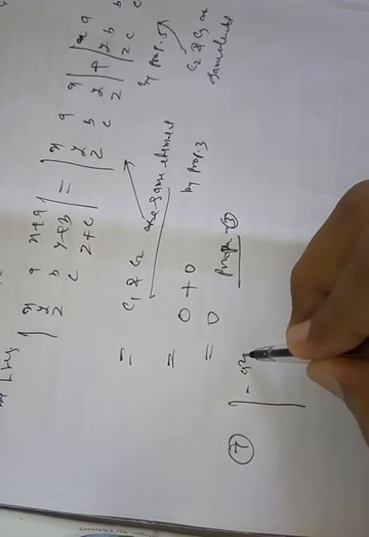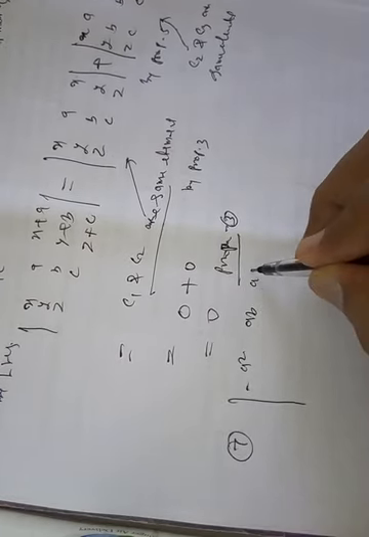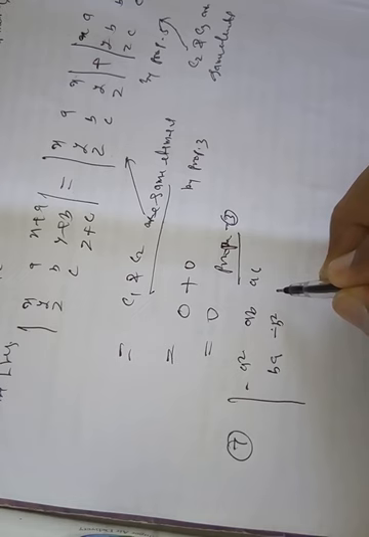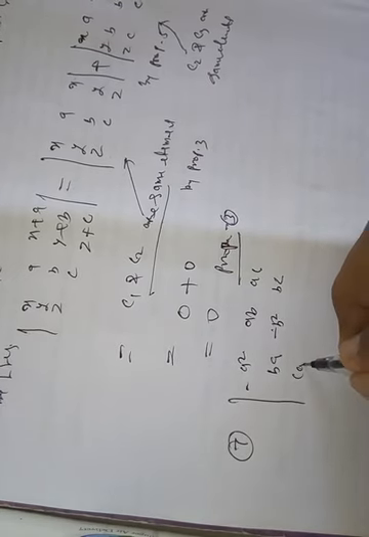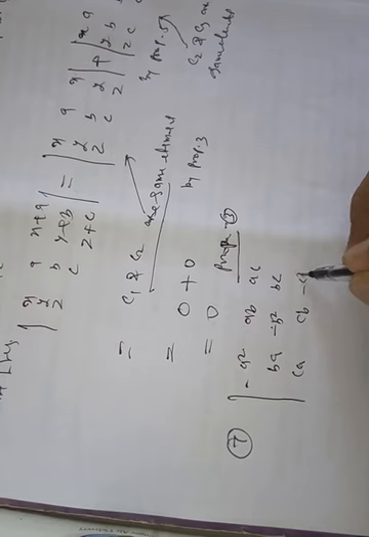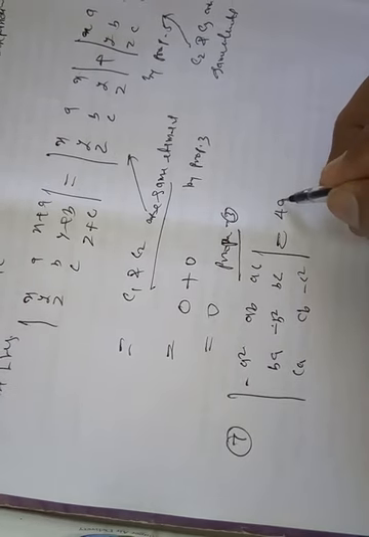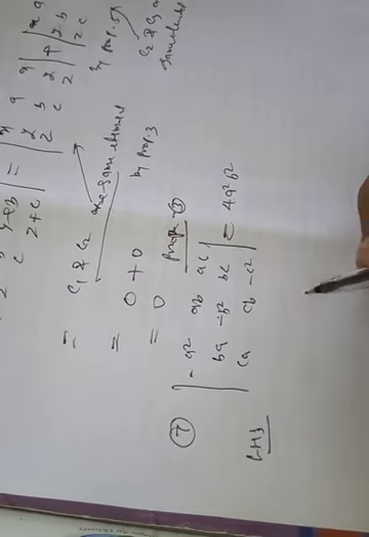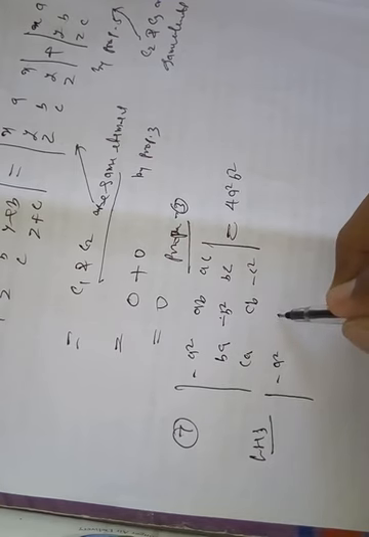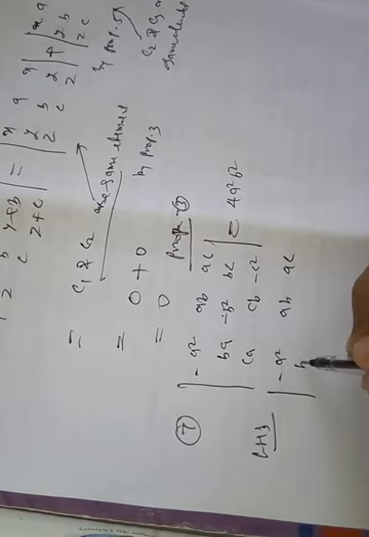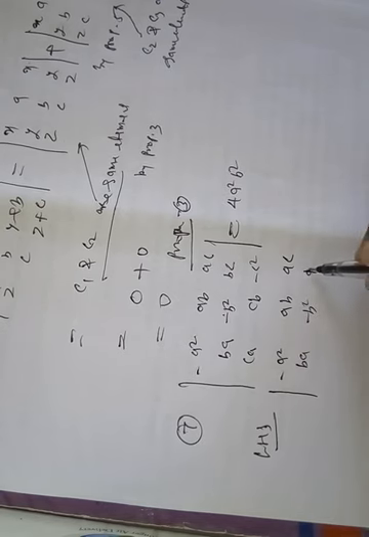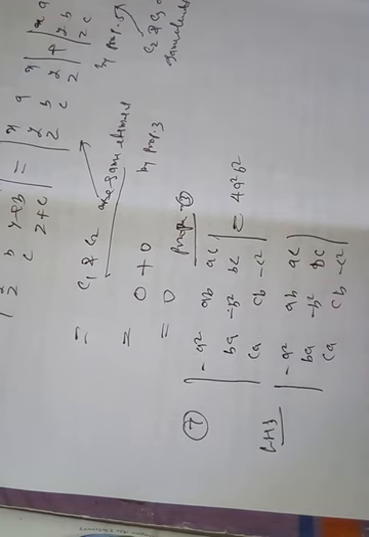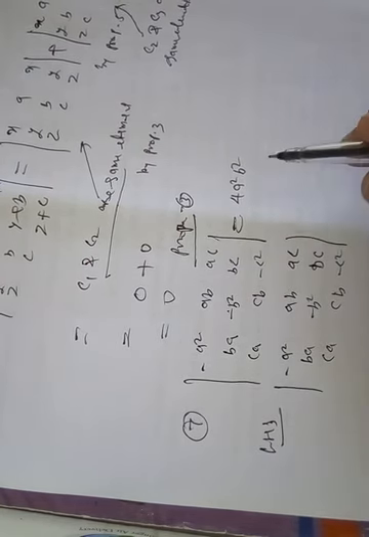Determinant minus a square, ab, ac; ba, minus b square, bc; ca, cb, minus c square equals 4a square b square, using properties. Taking LHS: minus a square, ab, ac; ba, minus b square, bc; ca, cb, minus c square. We need to find 4a square b square.